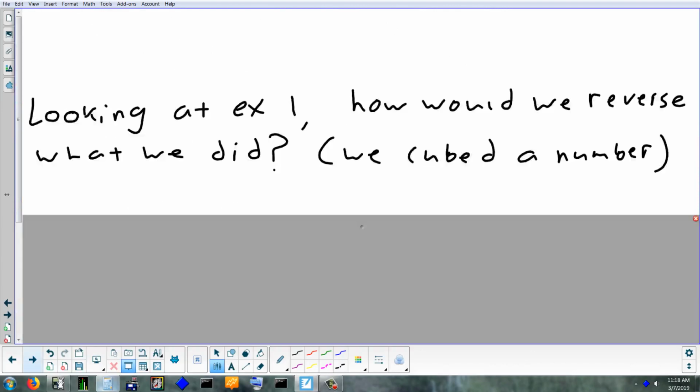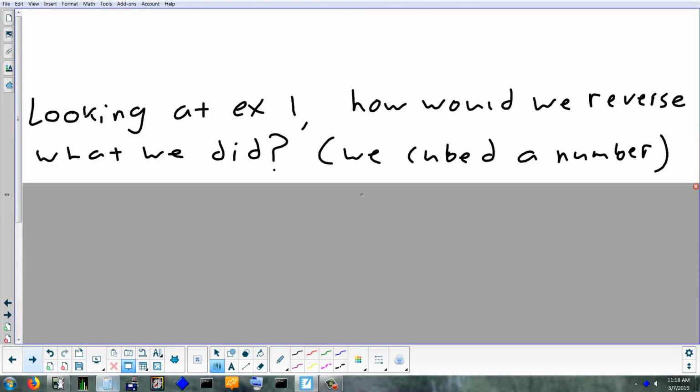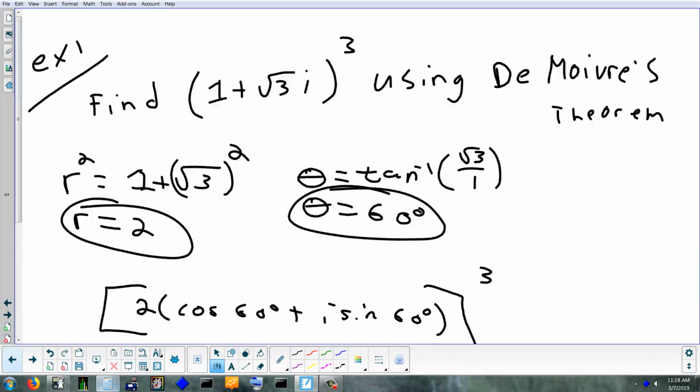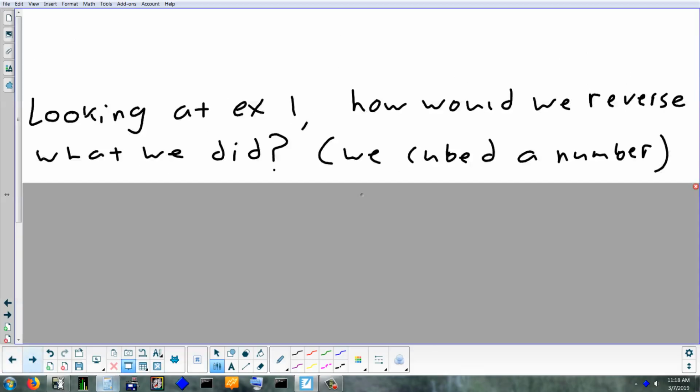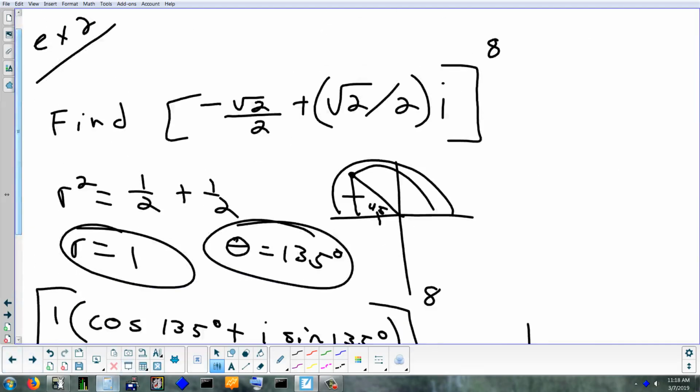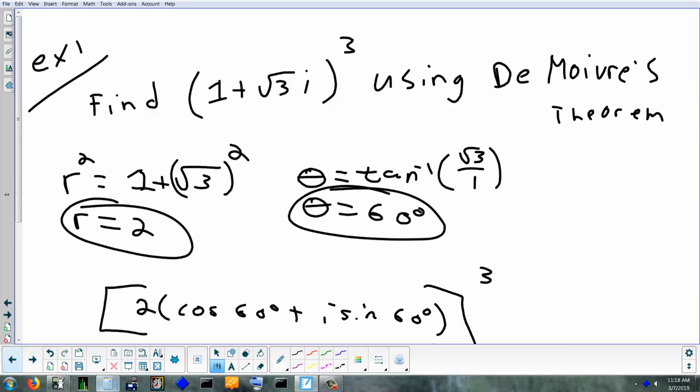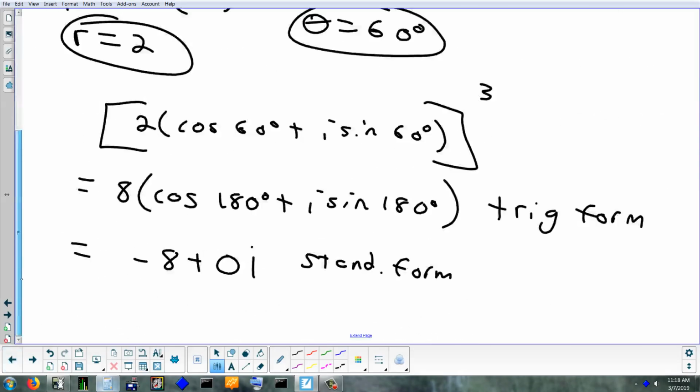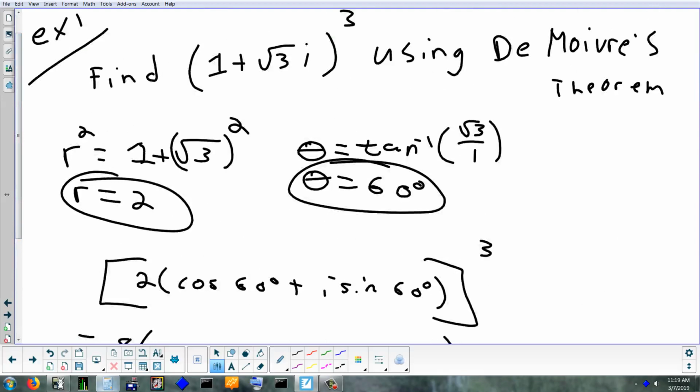All right. So let's think about what we did on the first example. Go back. We took a number and we cubed it. What's the opposite of that? Cube rooting. So if I took that number and cubed it, and I basically got this. When I cubed that problem, I got -8. What does that mean if I take the cube root of -8? What would I get?